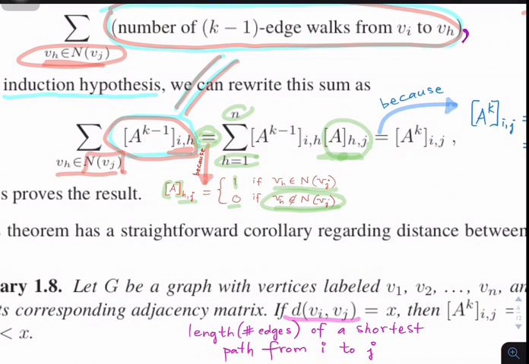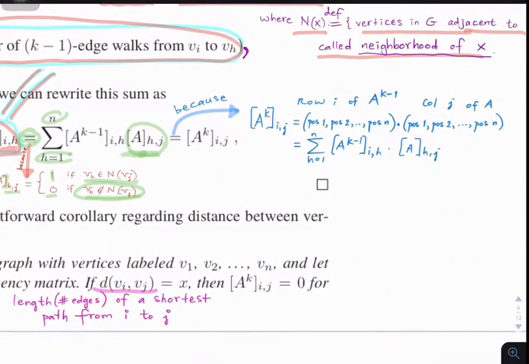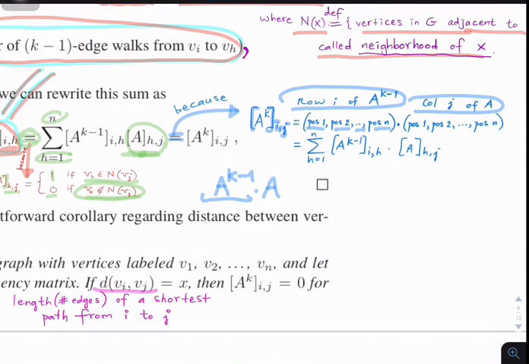Now let me explain the last equality with the color blue. Okay, so this last equality is using the definition of matrix multiplication. So now I want to multiply A^(k-1) times the matrix A. So the rule for that is that for each entry ij, I take the row i of this left matrix. So I have position 1, 2, and so on until n. And then I take the column j of this right matrix.